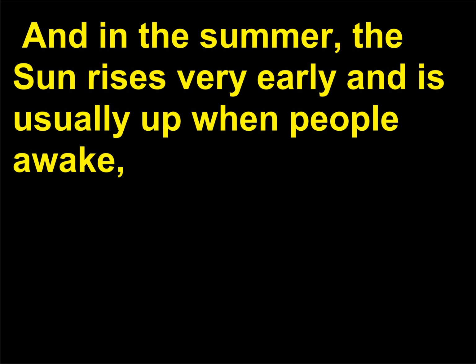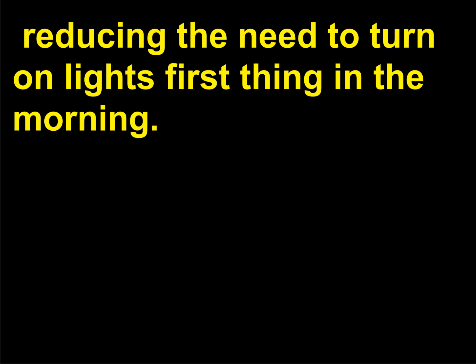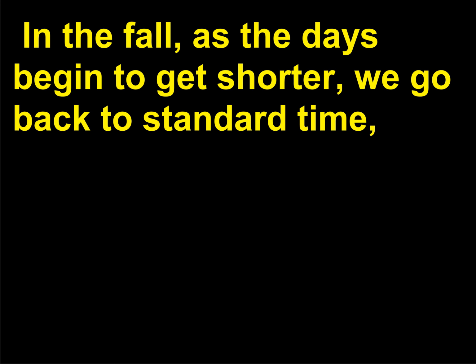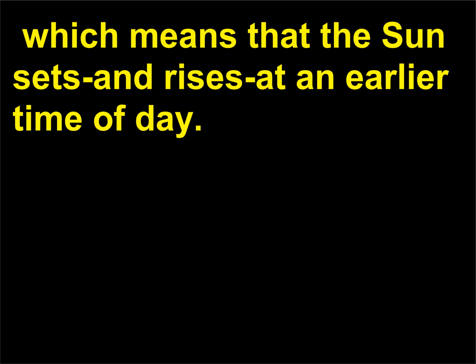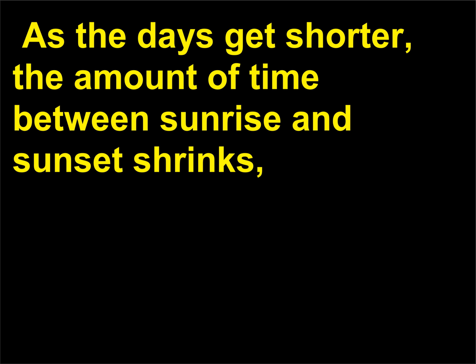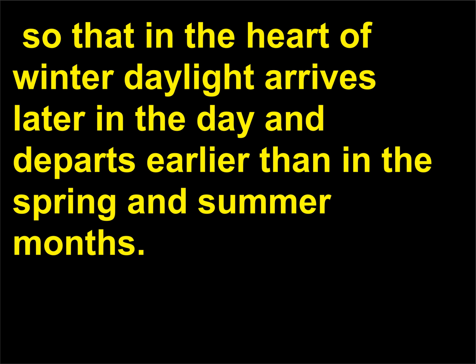And in the summer, the sun rises very early and is usually up when people awake, reducing the need to turn on lights first thing in the morning. In the fall, as the days begin to get shorter, we go back to standard time, which means that the sun sets and rises at an earlier time of day. As the days get shorter, the amount of time between sunrise and sunset shrinks, so that in the heart of winter daylight arrives later in the day and departs earlier than in the spring and summer months.